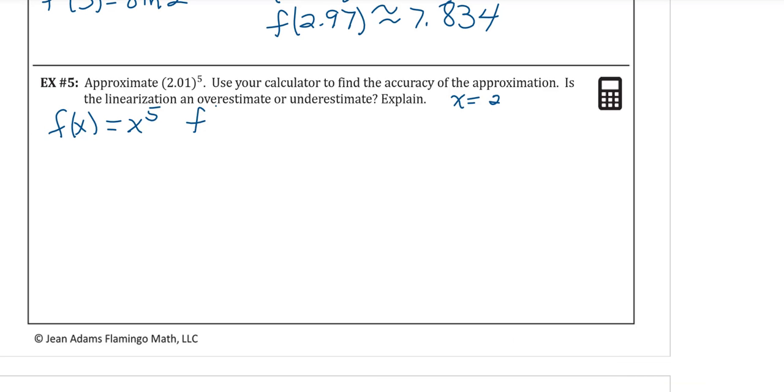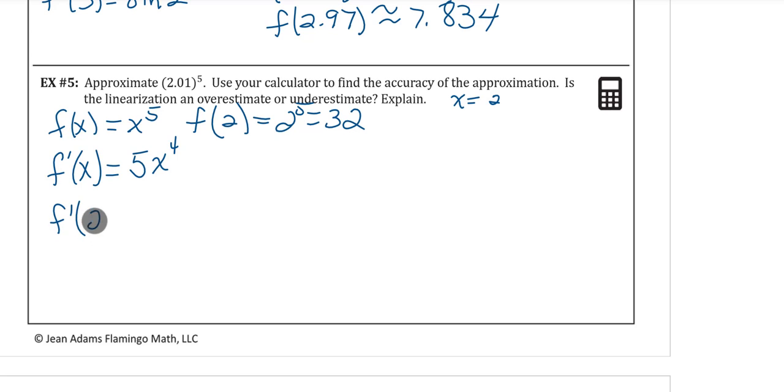Okay, so let's just find our value at x equals 2. So f of 2 is going to be 2 to the fifth, which is 32. And then we're going to find our derivative. F prime of x is going to be our nice easy power rule, 5x to the fourth. So the value of the derivative at 2 is going to be 5 times 2 to the fourth. So f prime of 2 is going to equal 80.